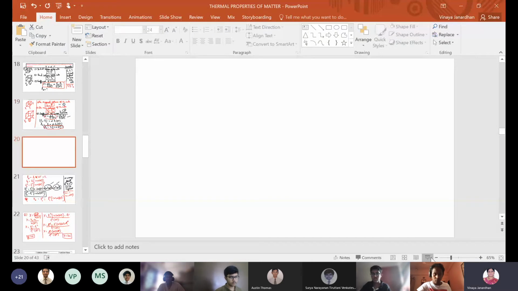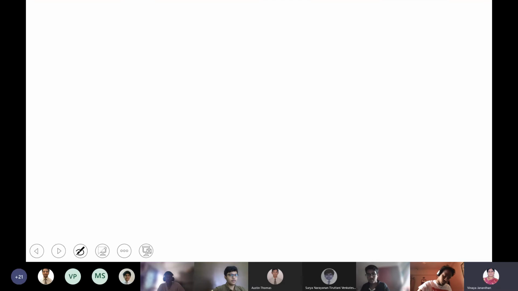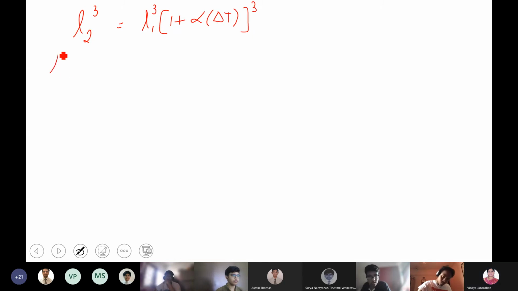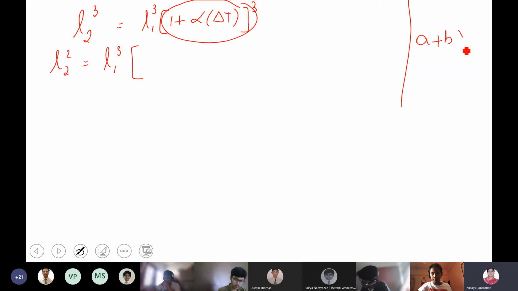Okay, you got the value for L2. Now, taking cubes on both sides, what will be L2 cube? You have L1 into 1 plus alpha delta T. I'm taking cube on both sides. Now I have to use the expression (A plus B) the whole cube. What will that be? A cube plus B cube plus 3A squared B plus 3AB squared. This was the identity.